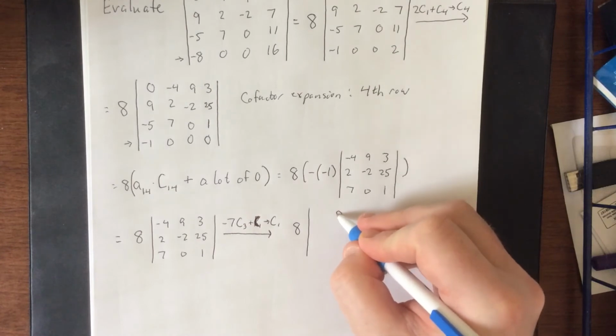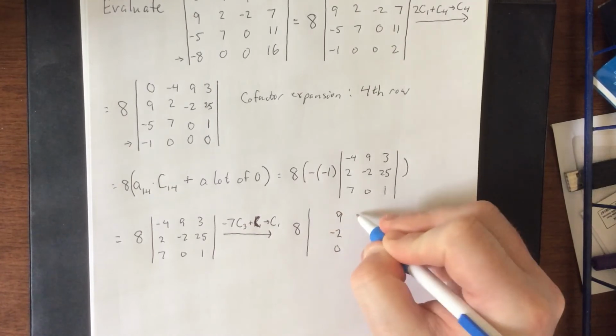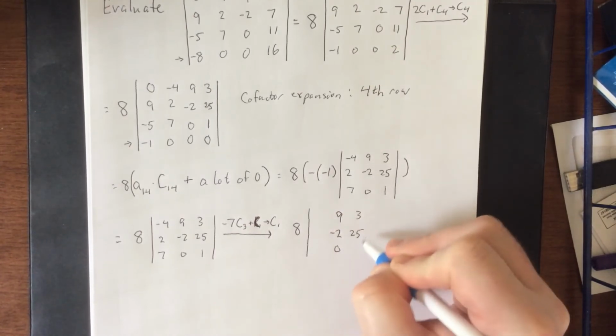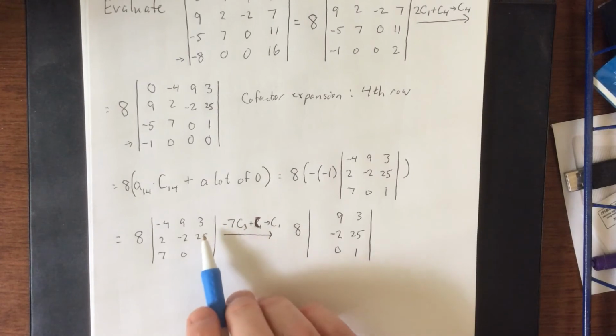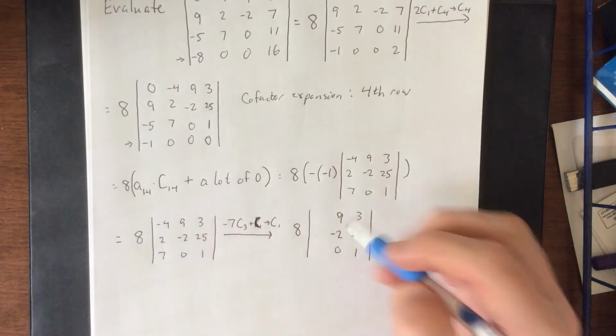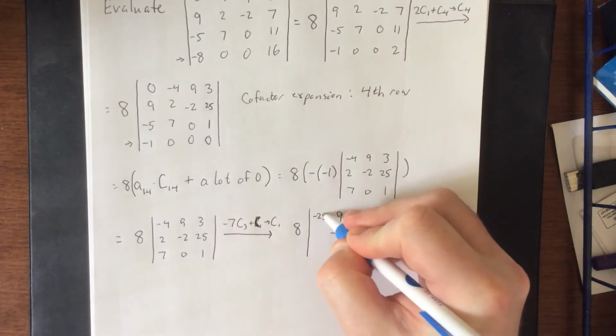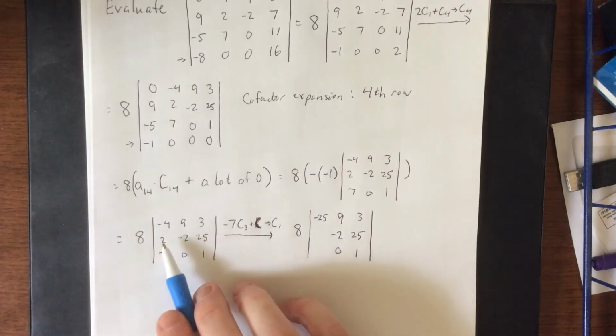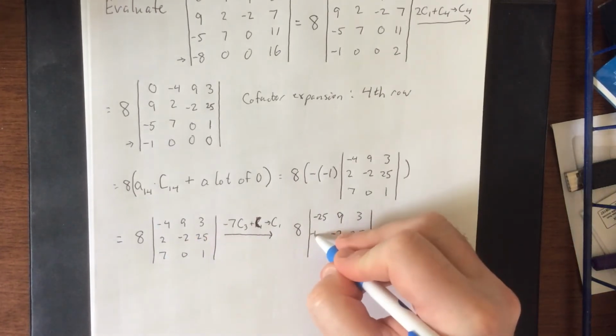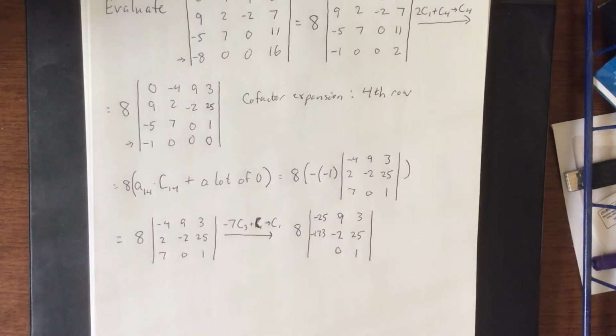So second column is staying the same. Third column is staying the same. And oh boy, this is going to get weird real quick. So negative 7 times 3, add to negative 4, we'll get negative 25. Negative 7 times 25, add to 2, that's going to be negative 173. This may not have been as advisable as I might have thought. And we'll get a 0 here.